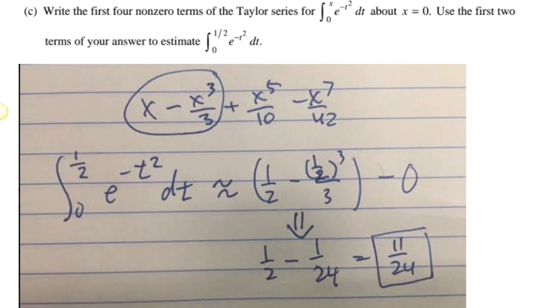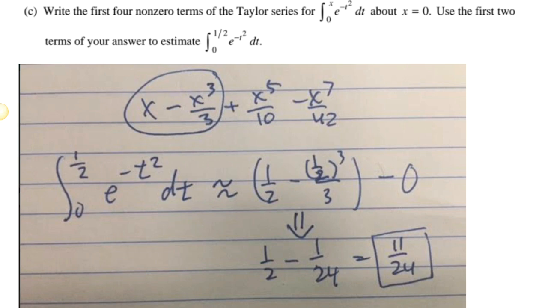Now, the next part of part C, which will use the first 2 terms of your answer to estimate the integral from 0 to 1/2. So, our answer was x minus x to the 3 divided by 3 plus x to the 5th divided by 10 minus x to the 7th divided by 42. We are just going to use the first 2 terms, x minus x to the 3rd divided by 3, since the problem only asks us to use the first 2 terms to estimate.